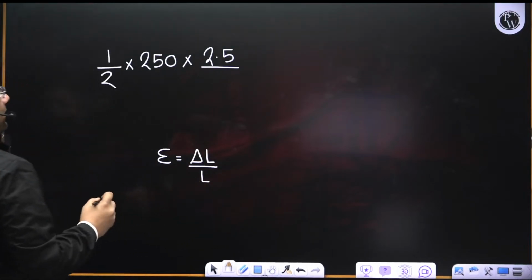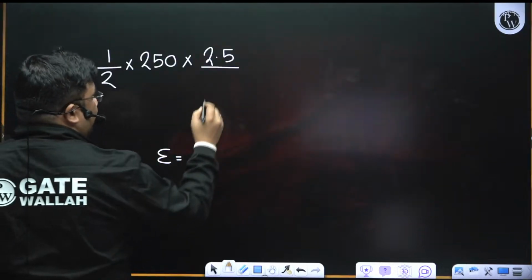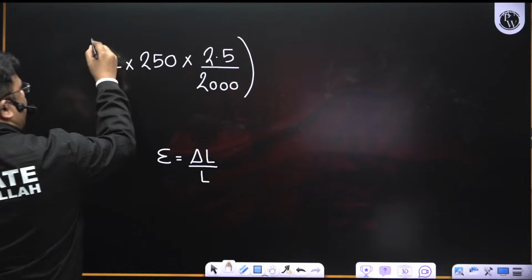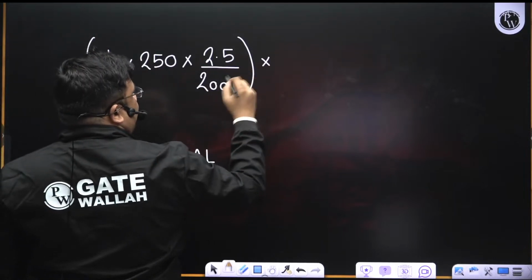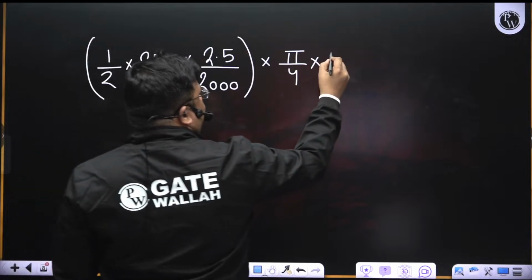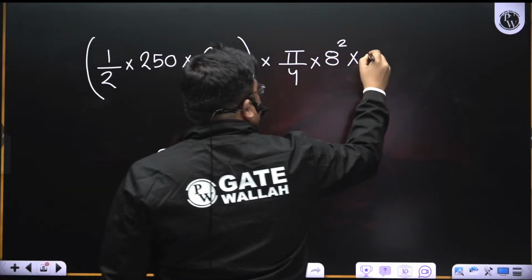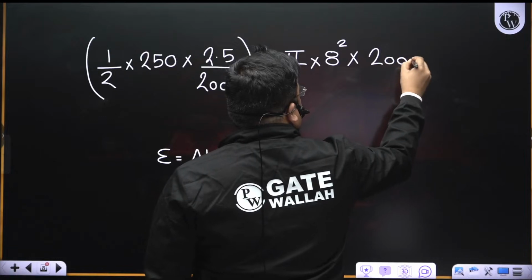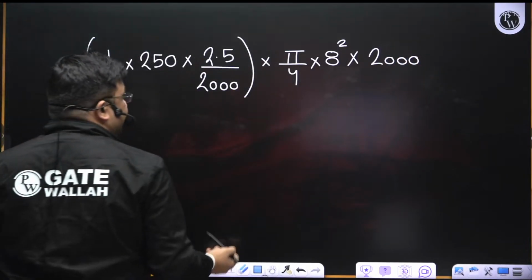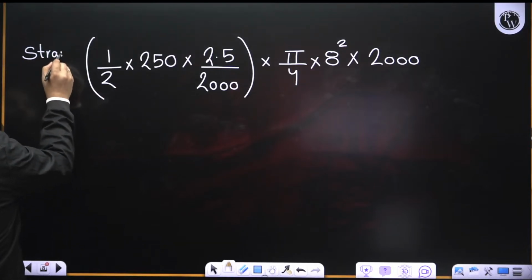So length is given how much? 2 meter, and the deformation is 2.5 mm. So 2 meter means 2000 mm. So this is half into stress into strain. Then I can multiply by volume. Volume will be pi by 4 into diameter, which is given as 8, so 8 square, and then length is given 2 meter, so 2000 mm. Everything I have converted into Newton mm, right? So now I can find out the strain energy using this formula.